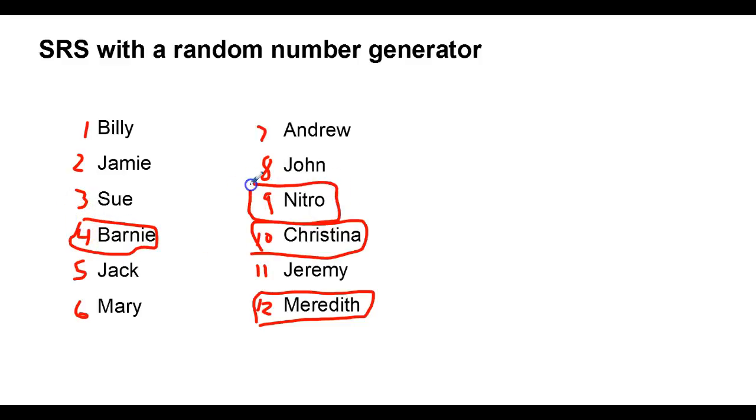And so those are the people that I selected for my sample, and I keep doing this until I get however many people I wanted. If I wanted to select 5 people randomly, I would generate 5 numbers. If I got a repeat, I would just keep going and try it again until I got 5 different people. And that's how you generate a completely simple random sample.